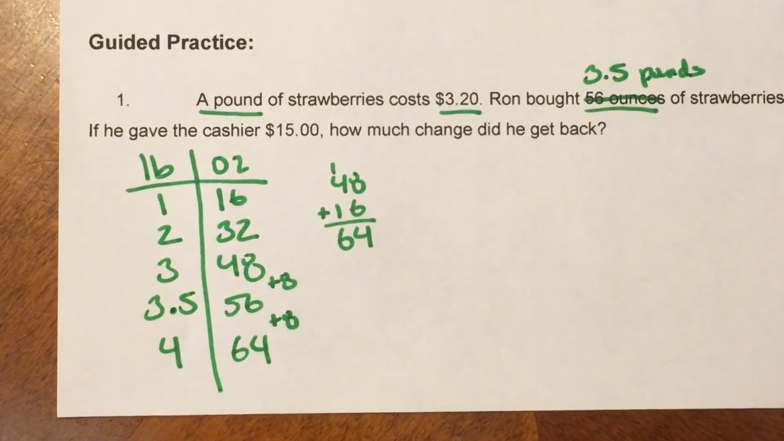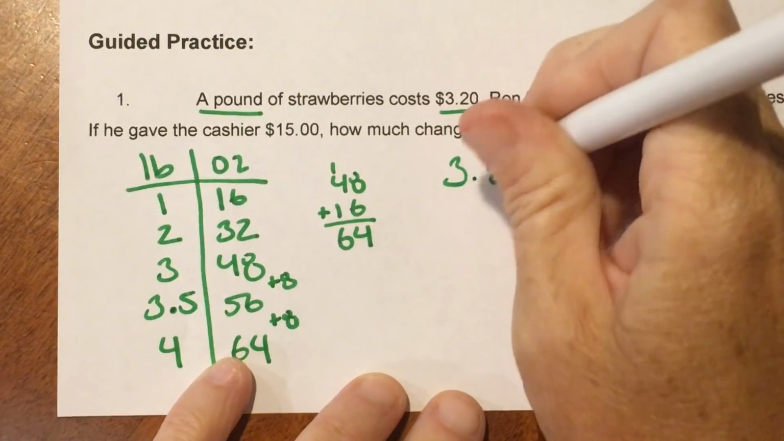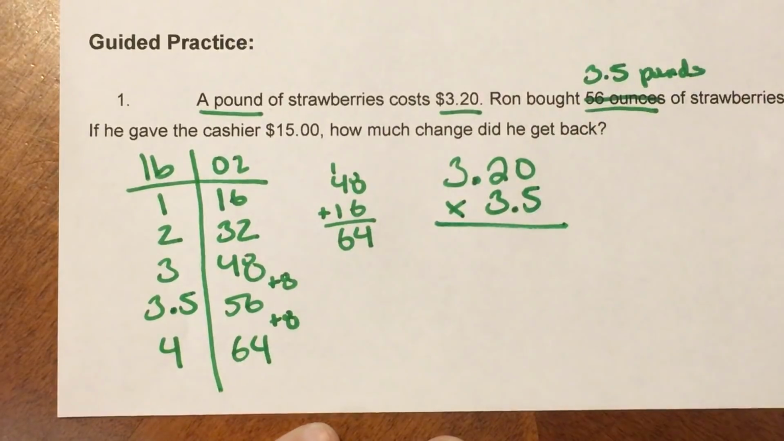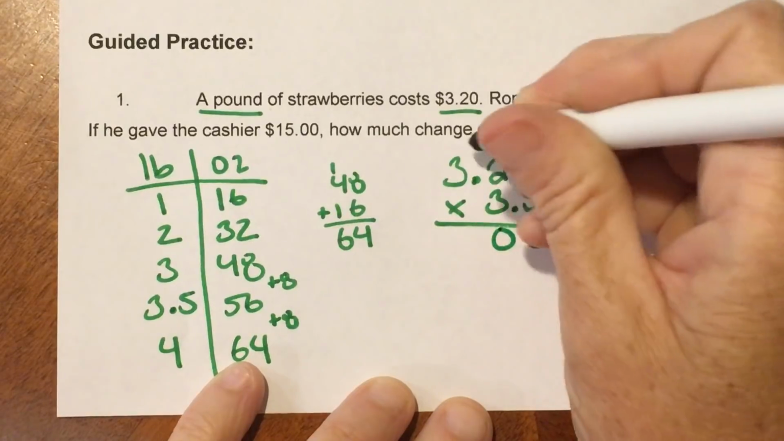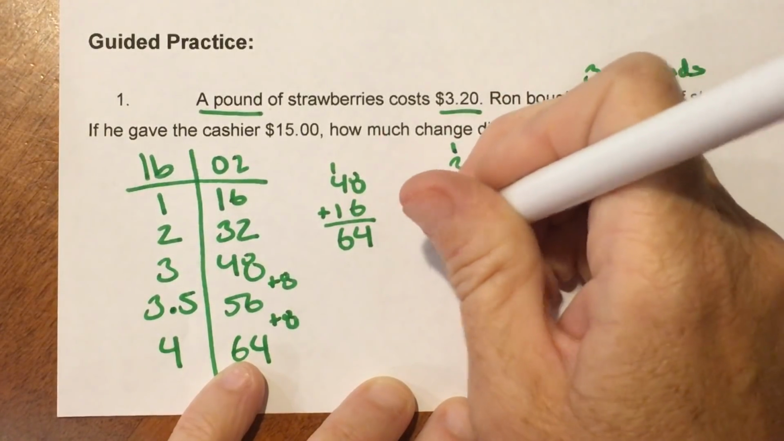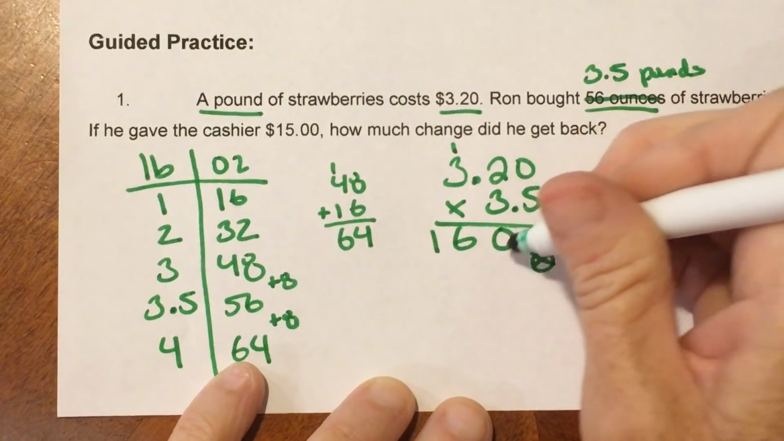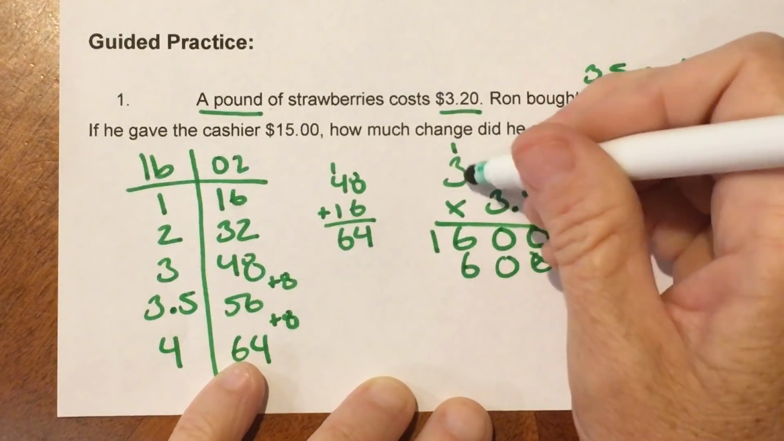Okay, so once your problem has the same measurements, then you're ready just to attack it. So a pound of strawberries costs $3.20 and Ron bought 3.5 pounds. Well, that sounds like multiplication to me. So let's remember, when I multiply decimals, I don't need to line up my decimal. So I have 5 times 0, 0. 5 times 2 is 10. 5 times 3 is 15, plus 1 is 16. Here's our placeholder. 3 times 0 is 0. 3 times 2 is 6. And 3 times 3 is 9.